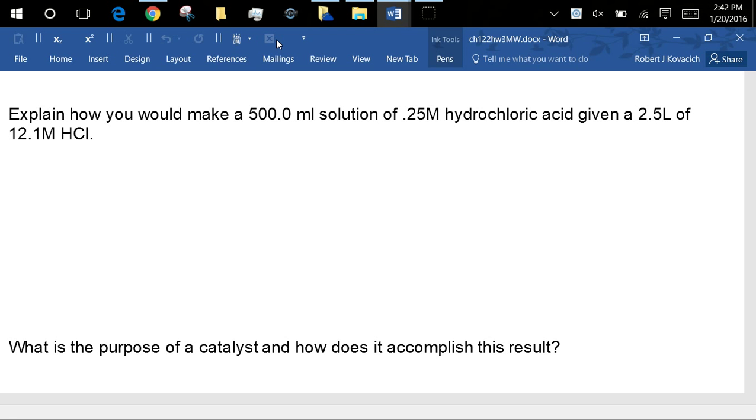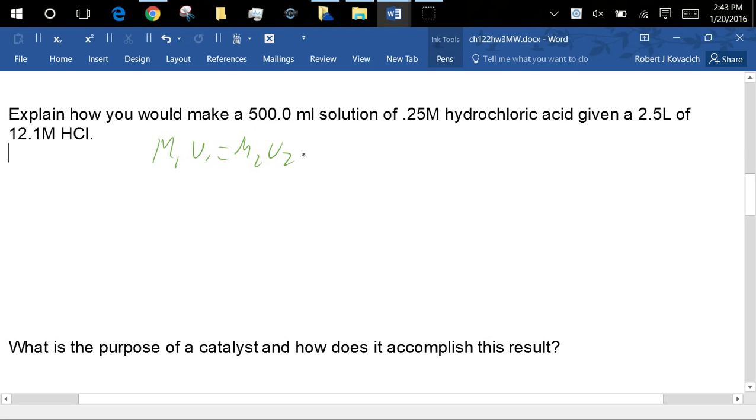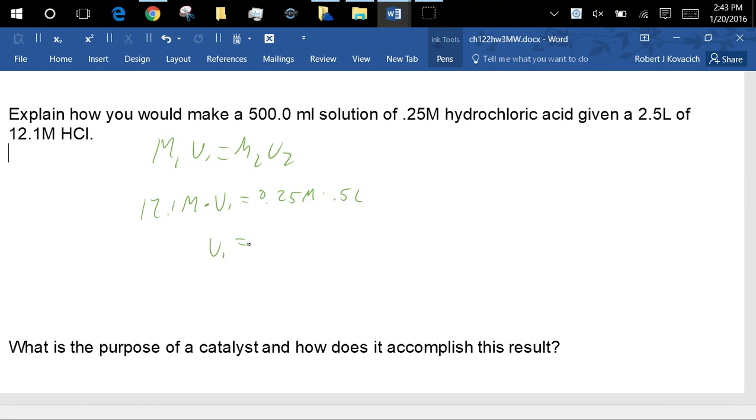How many milliliters? Okay, so what do you want to do? Use the dilution equation to figure out how many. M1, V1, M2, V2. So what pieces of information do I know? 12.1 for M1. So I have 12.1 molar. Okay. What else? So V1 is equal to, and what do we got? 0.25 times 0.5 divided by 12.1.